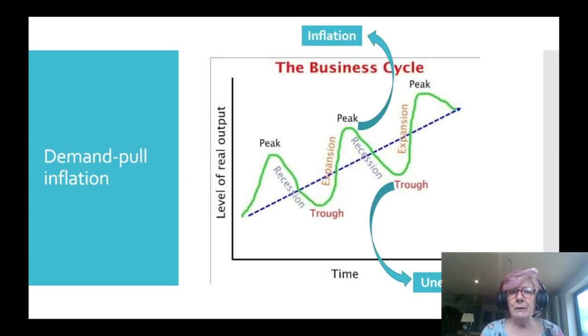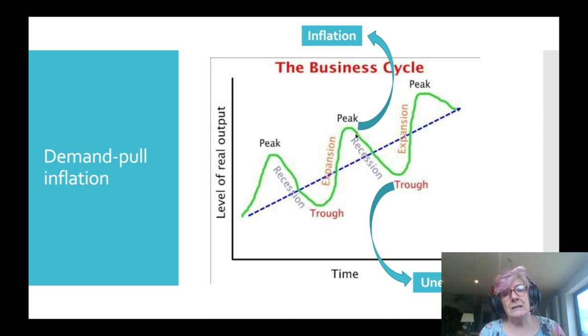So this tends to happen along with the business cycle. As demand increases, and we can see our green aggregate demand or GDP line increases over time until it reaches its peak, at that peak point, inflation is likely to be at its highest because that's the point where demand is greatest and lots of people are trying to buy the same goods, and this forces prices up.